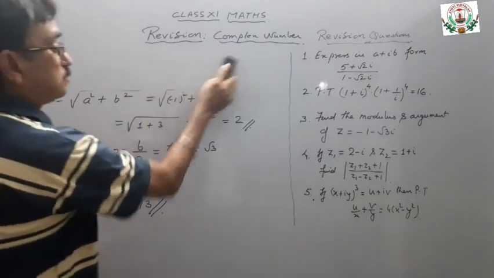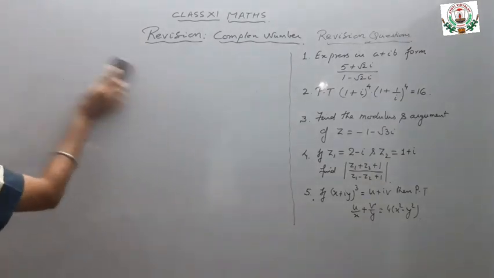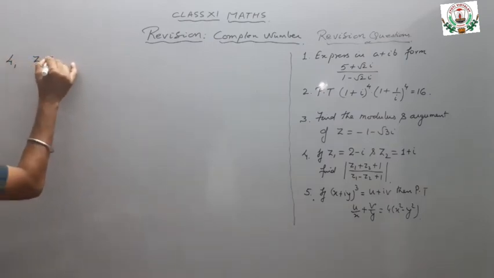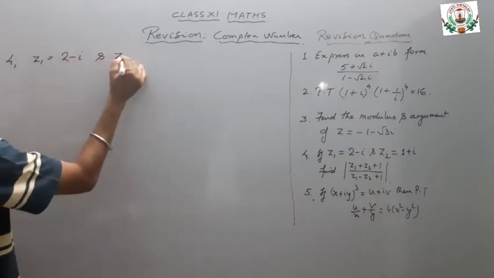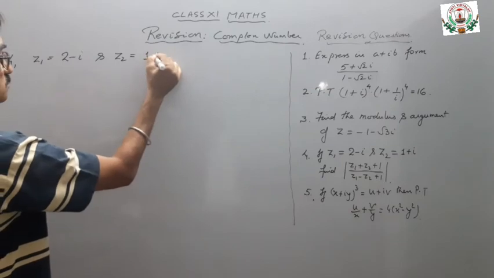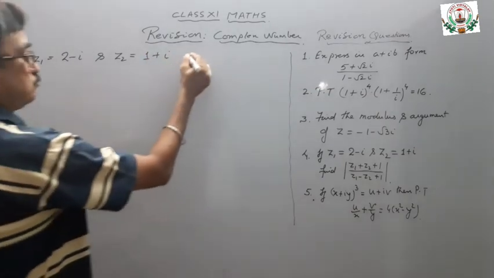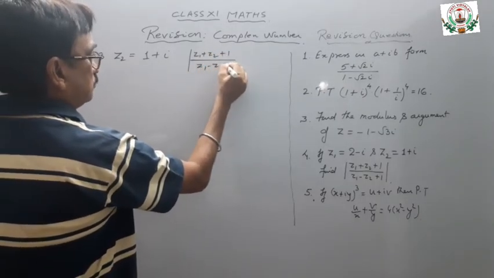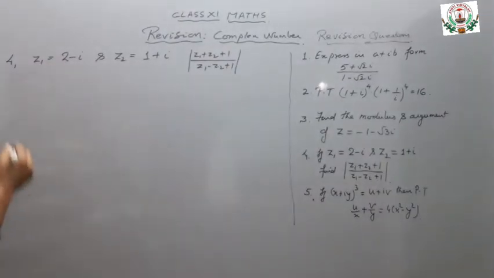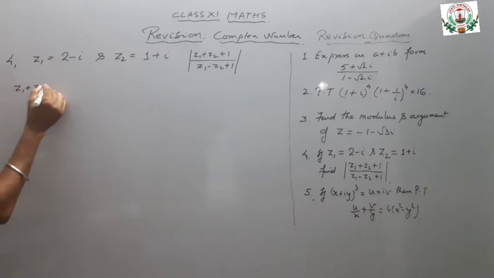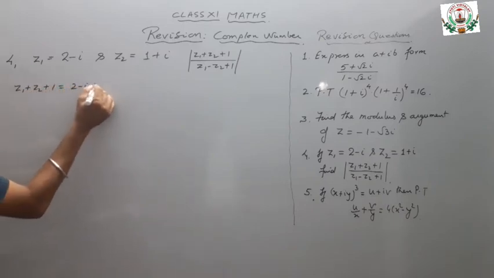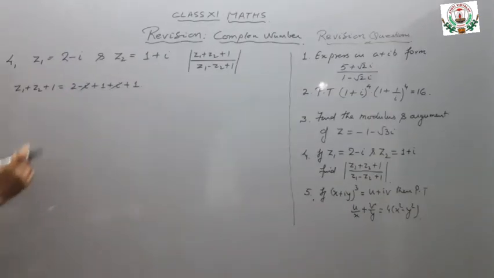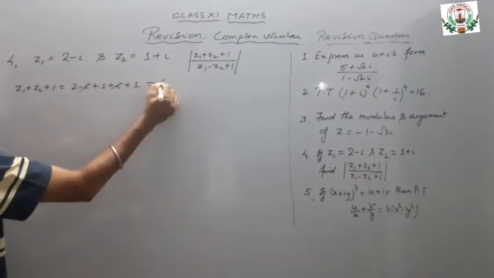Now let's move to question number 4. Z1 is given as 2 minus i, and z2 is given to us as 1 plus i. We have to get the value of the modulus of z1 plus z2 plus 1 upon z1 minus z2 plus 1. So first I will find z1 plus z2 plus 1, that is 2 minus i plus 1 plus i plus 1. Plus i and minus i cancel out, 2 plus 1 is 3, 3 plus 1 is 4.